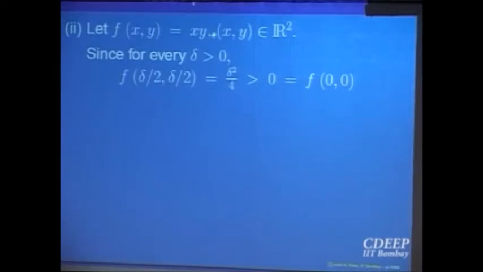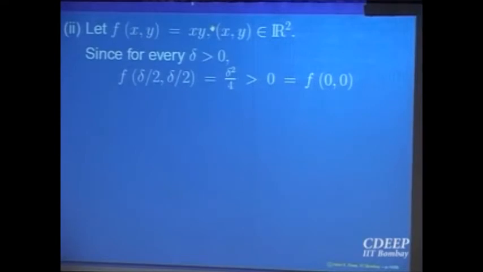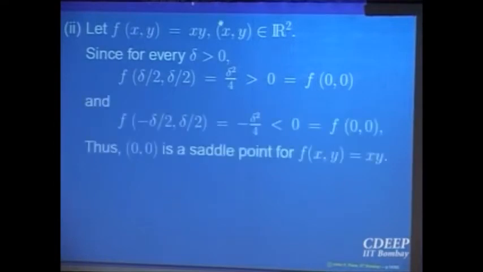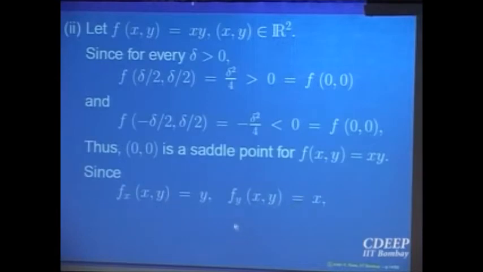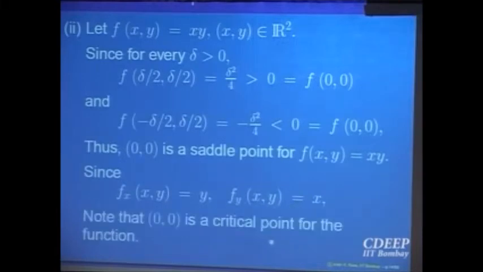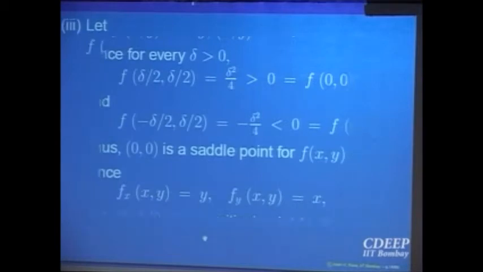If you want it negative, what should you do? Say y equal to minus x. So it will be minus x square, right? Along that line, it will take arbitrarily small negative values. So the point 0, 0 is again a saddle point. It is not a point of local maximum, nor a point of local minimum. But if you like, you can calculate partial derivatives and see both are equal to 0. So 0, 0 is a critical point, okay?